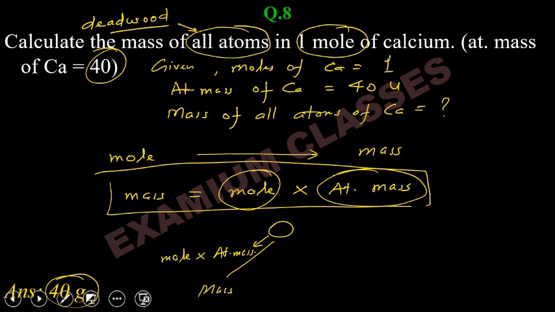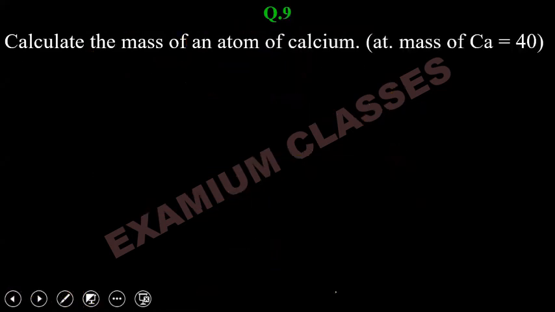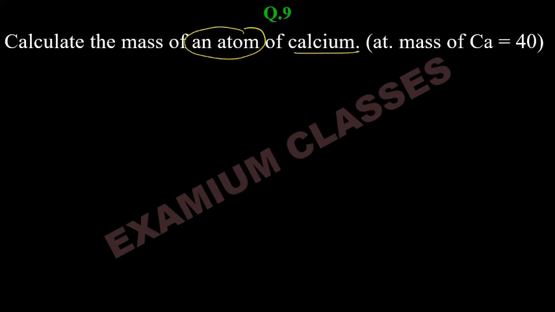Now suppose I change this question slightly. I say calculate the mass of an atom of calcium. So that's why I had the previous question, although that question was very easy. That was basically a precursor of this one. If you can calculate the mass of all the atoms, for one atom, you need to divide it by 6.022 into 10 power 23 because 1 mole has those many atoms.